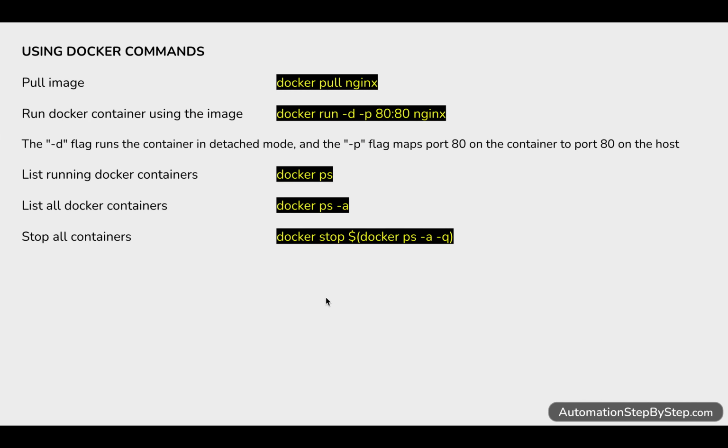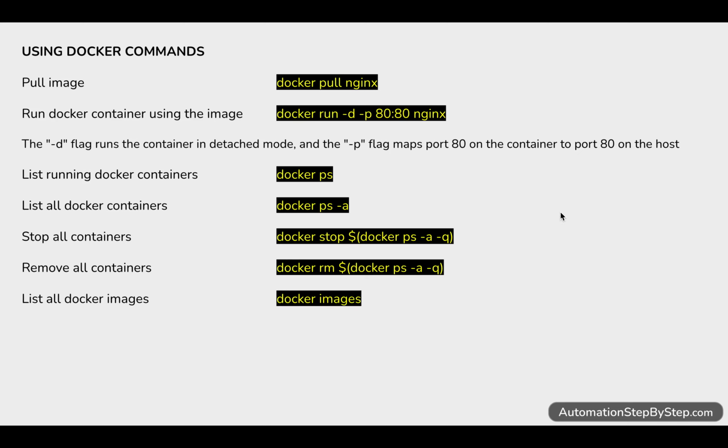And if you want to stop all the containers, you can just say docker stop $(docker ps -a -q). Similarly, if you want to remove all the containers, you can say docker rm $(docker ps -a -q). Now I will keep all these commands in the description of this video, so just in case you want to try out, you can also copy the commands from the description.